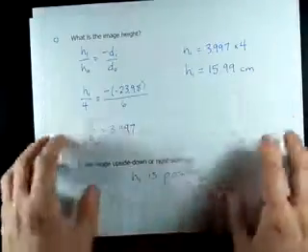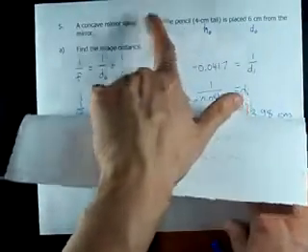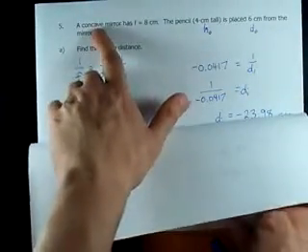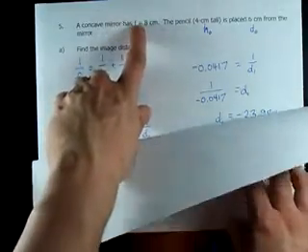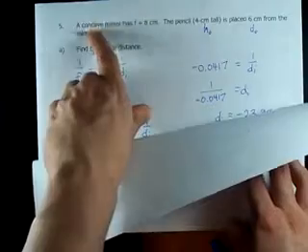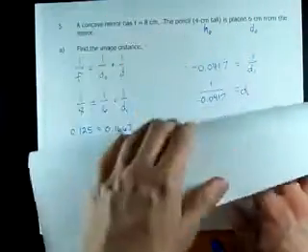The last thing I want to point out is that it's a concave mirror, so F is positive. If this had said a convex mirror, I would have had to have made F negative, because F is negative for convex mirrors. It's just the way we define them.